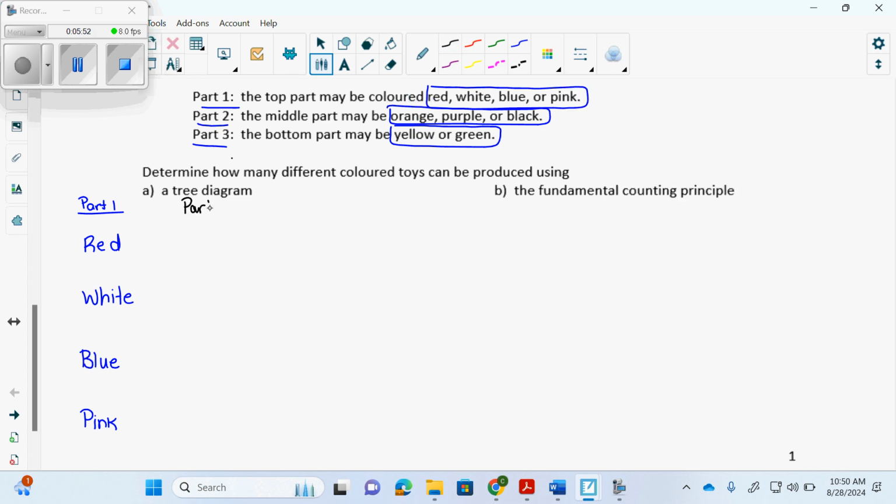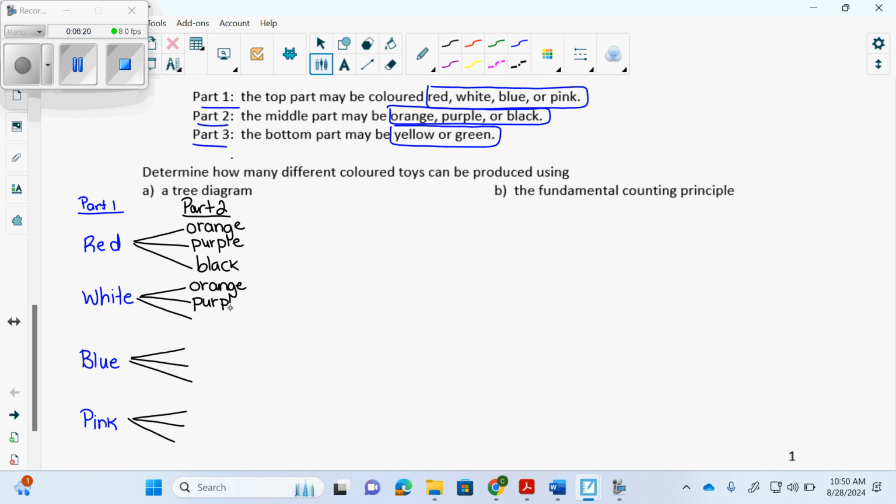So say I put my part two. My part two is how many options? Three. So I'm going to have those three papers, right? And then three papers. So I'm going to have orange. And then part three is how many pieces? Two. Yellow, green off of each one of those, right? So the branches keep going. So that's where we get that horizontal shrub.